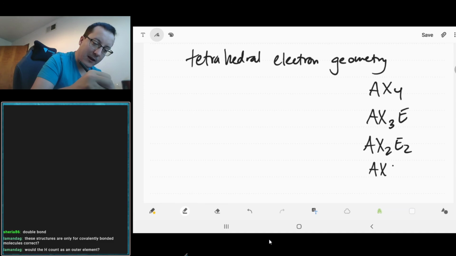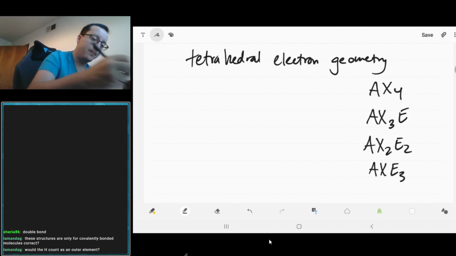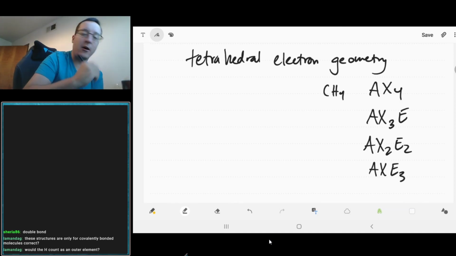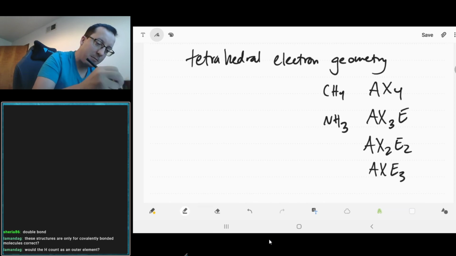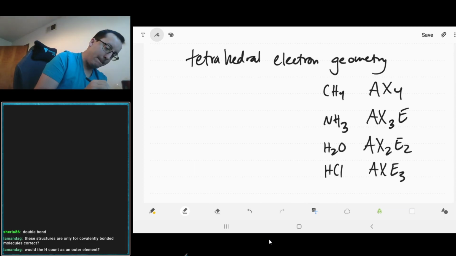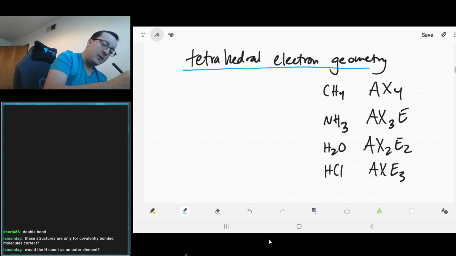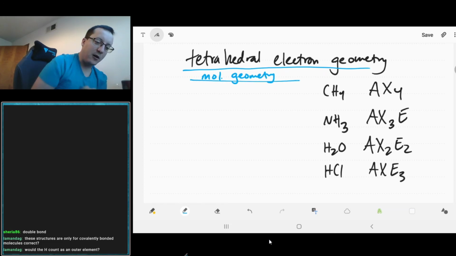I'm just looking at all of these. As I go down this list, I am just changing one outer atom into a lone pair. These are examples that would fit these criteria. We're going to see that all of these guys will have tetrahedral electron geometry, but the molecular geometry will be different for all of them.